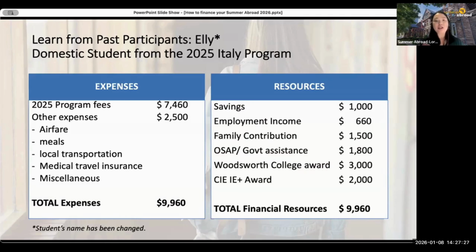And on the right-hand side, you'll see how the student was able to combine different resources. The student had a little bit of savings, employment income, was able to access government assistance, and in addition to that, was able to apply and was successful in receiving Summer Abroad Awards of 3000 and also the CIE Award Plus of 2000. And this is how they were able to fund their Summer Abroad experience in 2025.